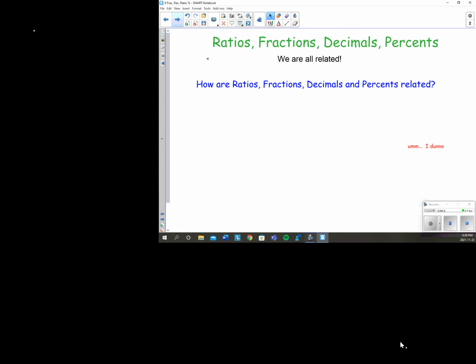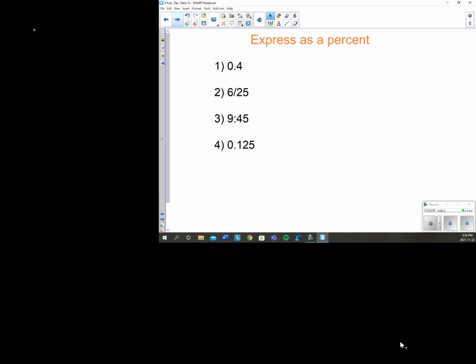Today we are going to talk about our last topic, which is how are ratios, fractions, decimals, and percents all related? How can we go back and forth from one to the other? And how do we do that, etc. So before we can do that, let's just make sure that we are clear with going from a decimal, in this first situation, to a percentage.